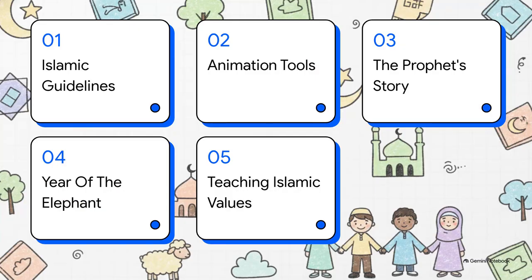Okay, so here's our roadmap for today. 1. Islamic guidelines for animation. 2. Animation tools and techniques. 3. Telling the Prophet's story. 4. The year of the elephant. And finally, number 5, teaching core Islamic values. Let's get right to it.